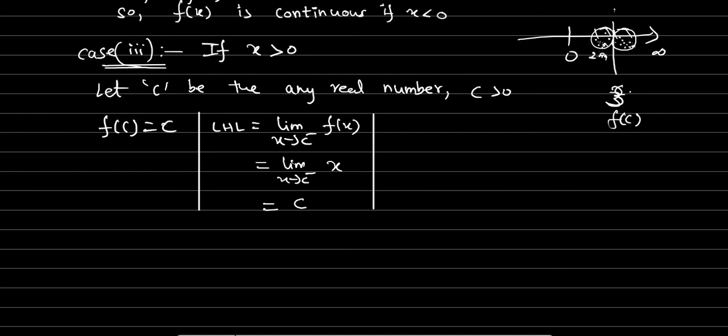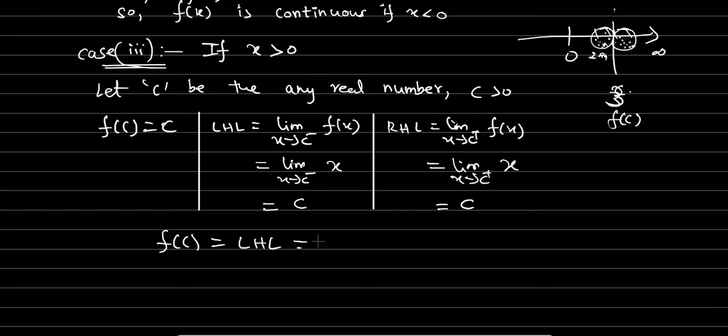Now right hand side limit. Limit x is approaching to the c from right side, f of x. Even right side close values are greater than 0, so the suitable function is the first one. Now applying the limit, c. Now f of c value, left hand limit value, right hand limit value coincide. So f of x is continuous. f of x is continuous if x is greater than 0.